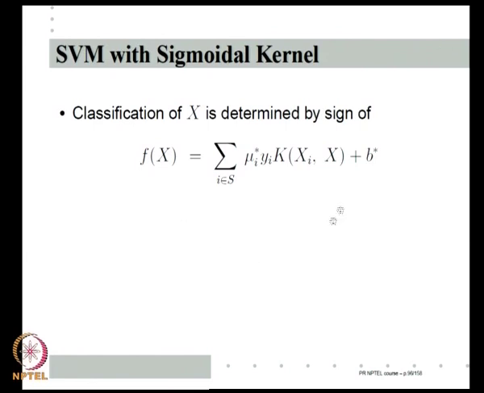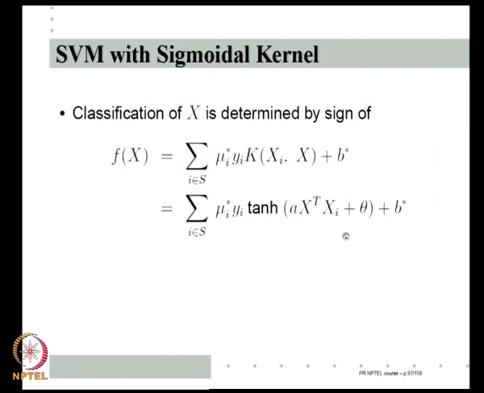Classification of x is determined by this. So, substitute the function K. What is this? x_i I can think of as the vector of weights mapping the input layer to the ith hidden node in the hidden layer, where there is only one hidden layer. Then the net input into the ith hidden node will be a x transpose x_i, if x_i is the vector of all the weights coming into the ith hidden node. Theta is the bias of the ith hidden node, and this is the activation function of the ith hidden node. Then these are the weights from the ith hidden node to the output node, and this is the bias of the output node.